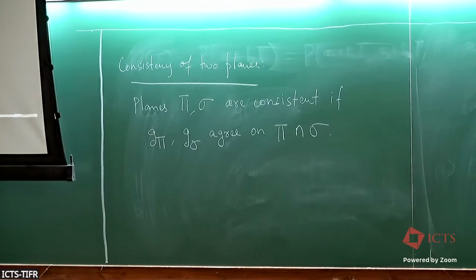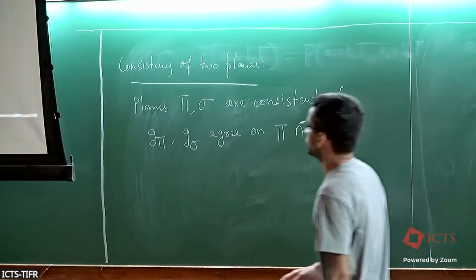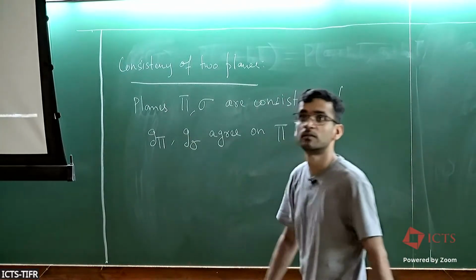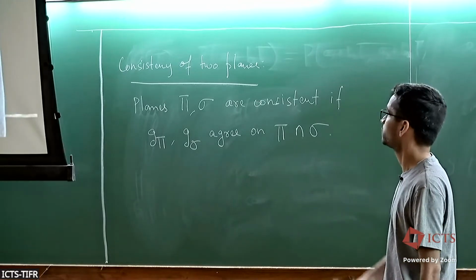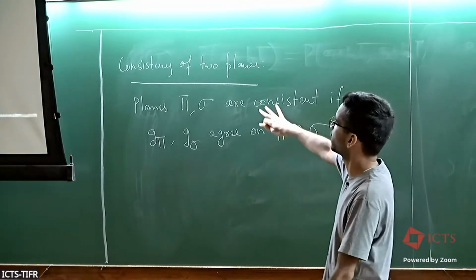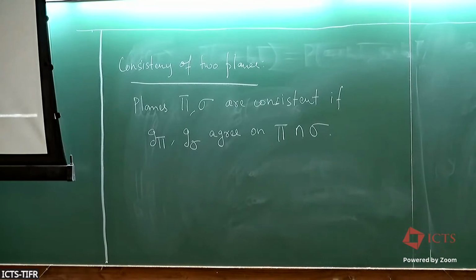Is that okay? All right. What if G doesn't exist? No, yeah, I mean, this definition is only for planes on which G will exist. Otherwise, we say they are inconsistent. A plane on which the test doesn't pass is inconsistent with everyone.